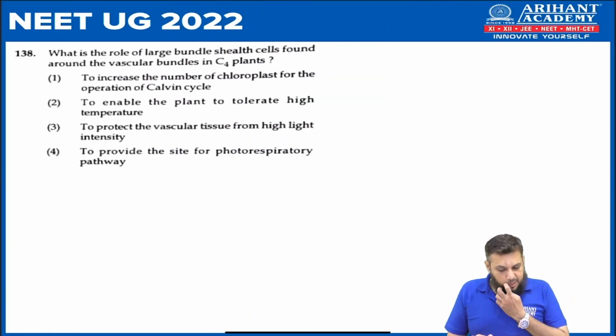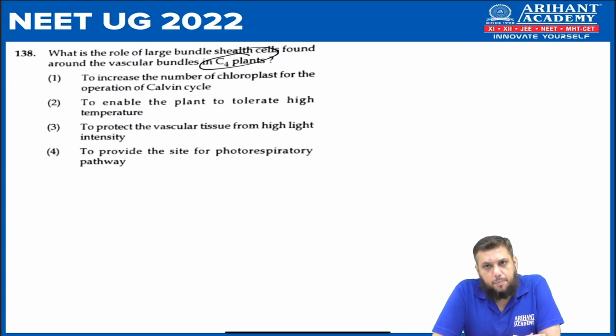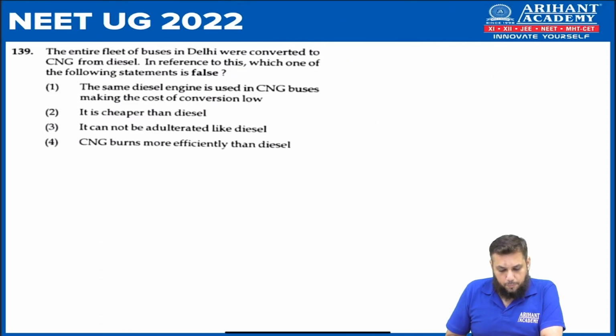What is the role of large bundle sheath cells found around the vascular bundles in C4 plants? According to the NCERT text, the C4 plants avoid photorespiration. This is done by a number of means, and it helps the plants to tolerate high temperature, because at high temperatures the C3 plants are prone to show the oxygenase activity of rubisco, but C4 plants avoid that. And they are able to tolerate high temperatures. So this is once again a line from the NCERT text. We will go with 2 for 138.